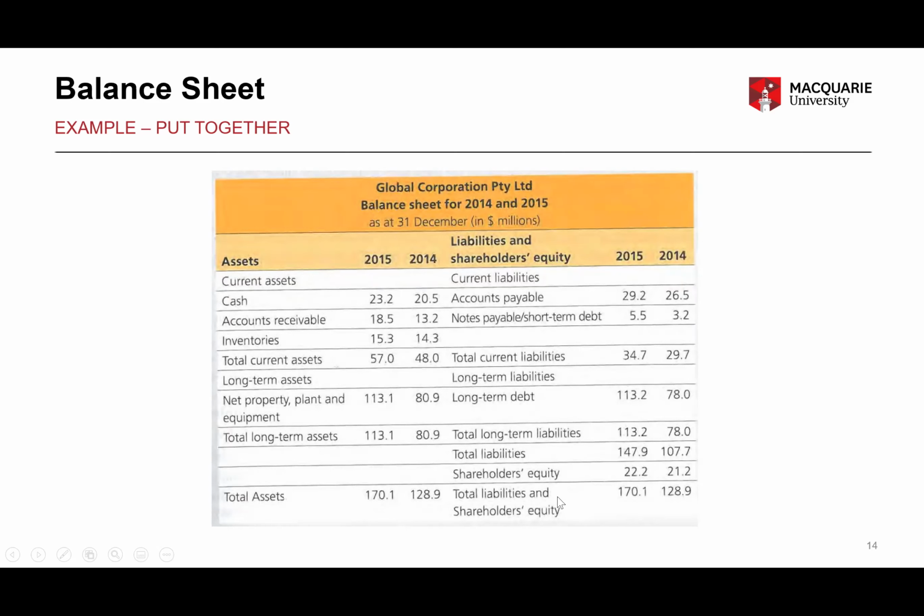And then we have our shareholders' equity at the end. So we can see that when we add up the total liabilities and shareholders' equity, it equals the total assets for each of those years. And you can see here in the title, there's the 3 elements that I was mentioning earlier: the name of the business, the name of the statement, it's a balance sheet, and the date. And it is as at that particular date. So there is a balance sheet.